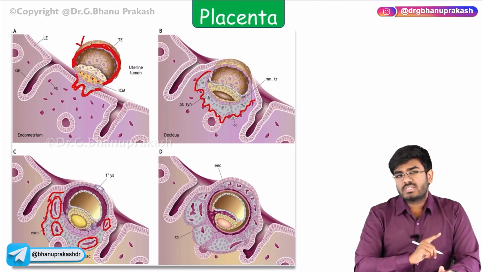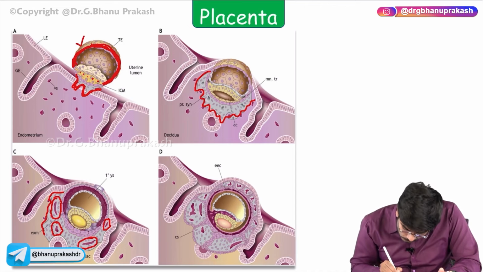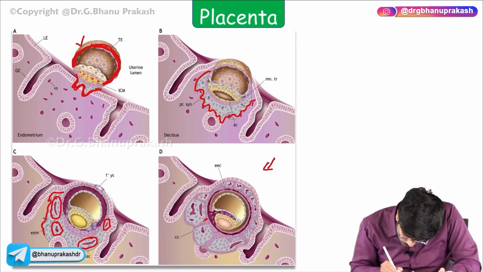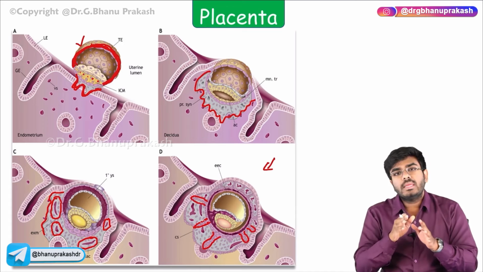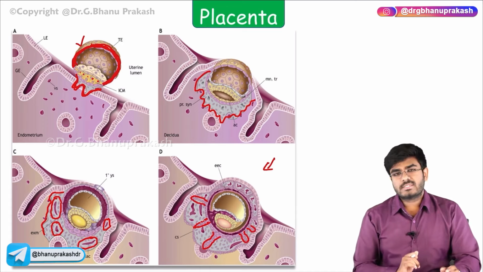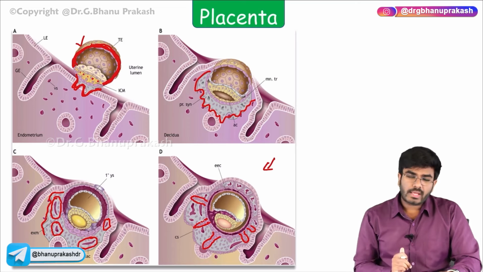And please concentrate. The cytotrophoblast, see these cells in this image, the cytotrophoblast is going into the syncytial trophoblast. Can you appreciate here? See the cytotrophoblast, they are forming villus projections into the syncytial trophoblast. Okay, well and good. Next, what happens?